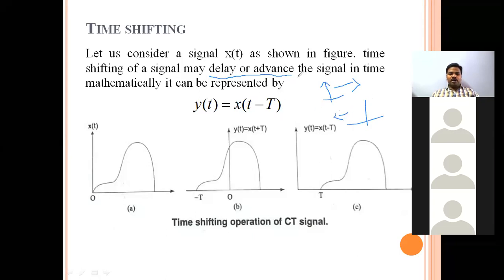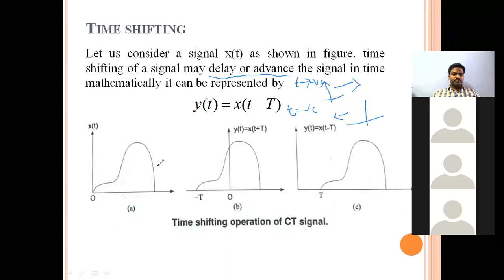That is only if your time is positive. If the time is negative, obviously delay becomes advancement and advancement becomes delay. That means if you are moving towards minus infinity, that is delay, and if you are moving towards positive infinity, it is advance. That is the basic difference for the positive sign of time.